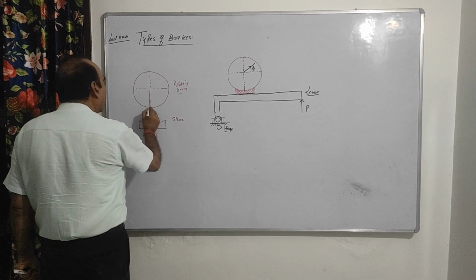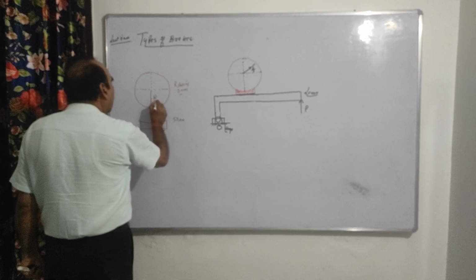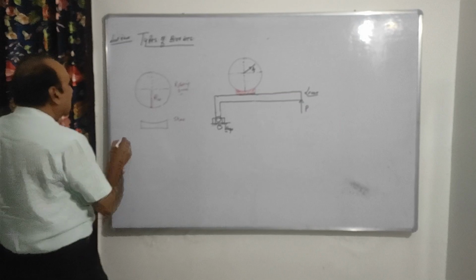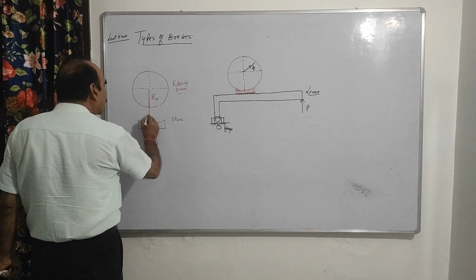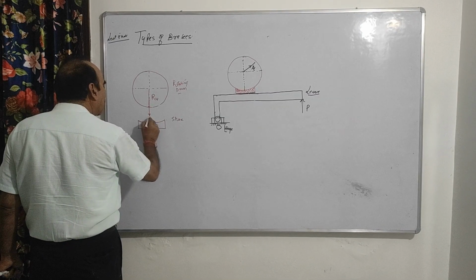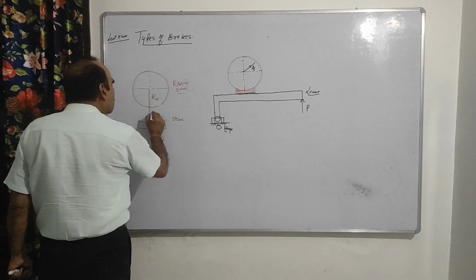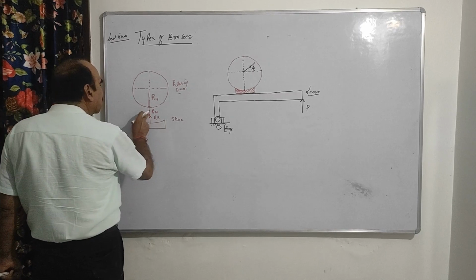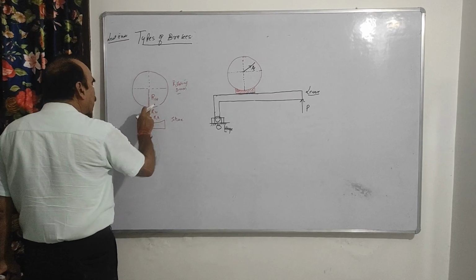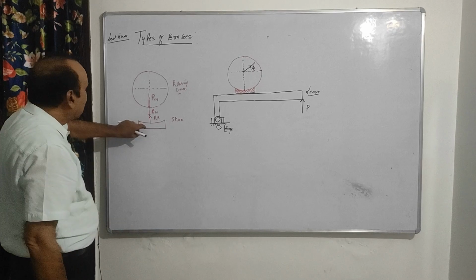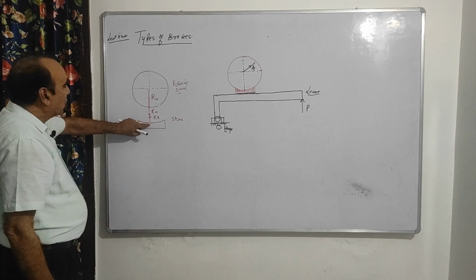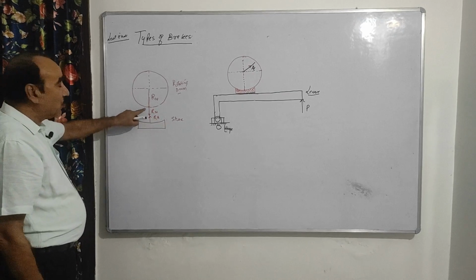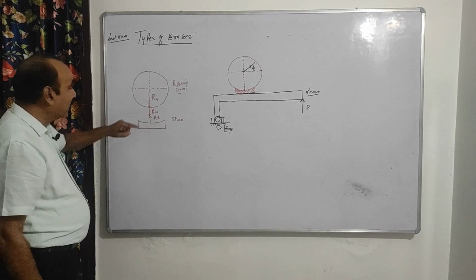The drum will apply a perpendicular force, that is, a normal force on the shoe, and the shoe will apply a force on the drum. So this is Rn, and this is Rn. This force is from the drum to the shoe, and this is the shoe applying the force to the drum. This is according to Newton's third law of motion. Equal and opposite forces are acting like this.